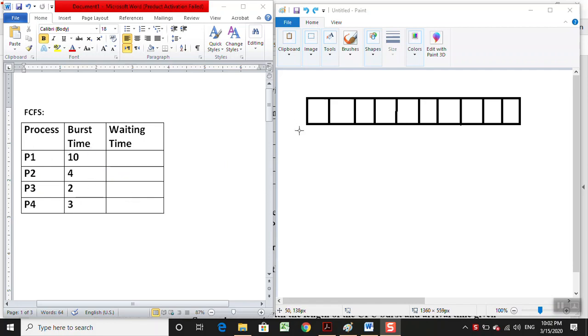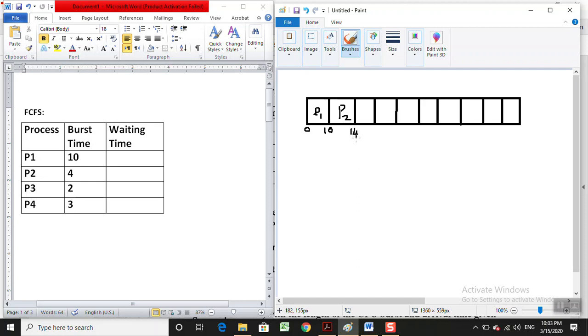We are given these 4 processes with their burst times. Let us assume that the process starts from 0. P1 has been scheduled for execution and it will run until 10 milliseconds. Next, P2 will be scheduled and it will continue until 10 plus 4, that is 14 milliseconds.